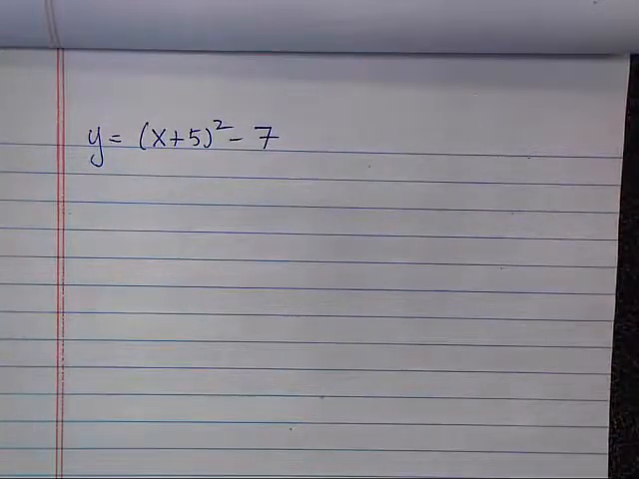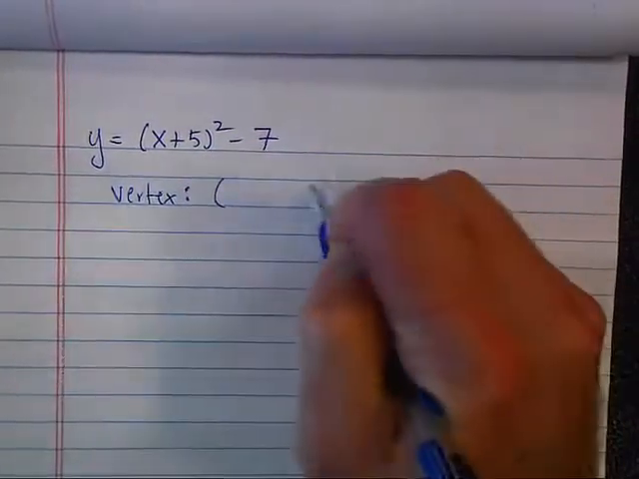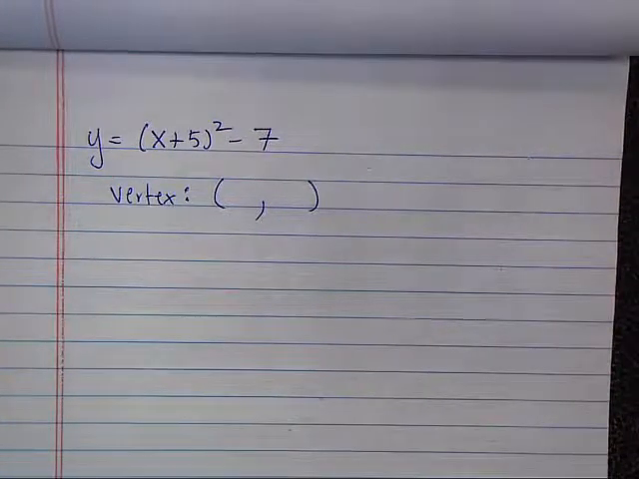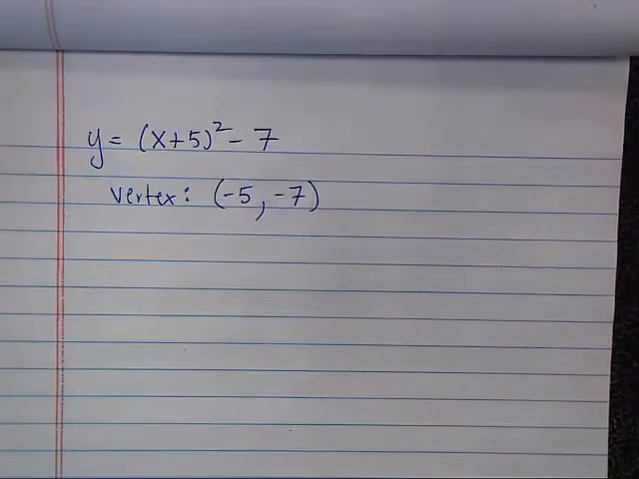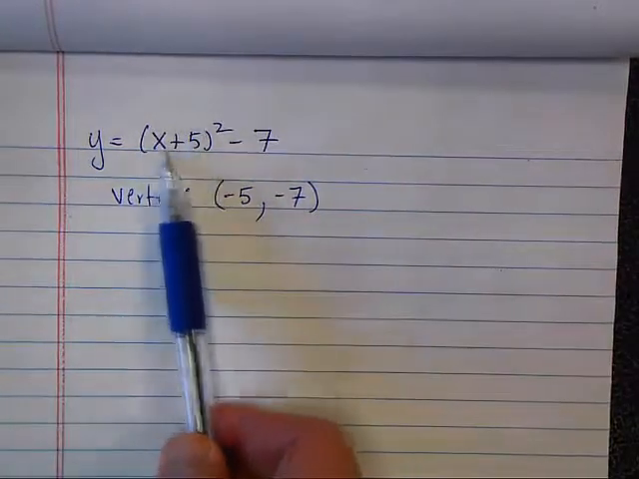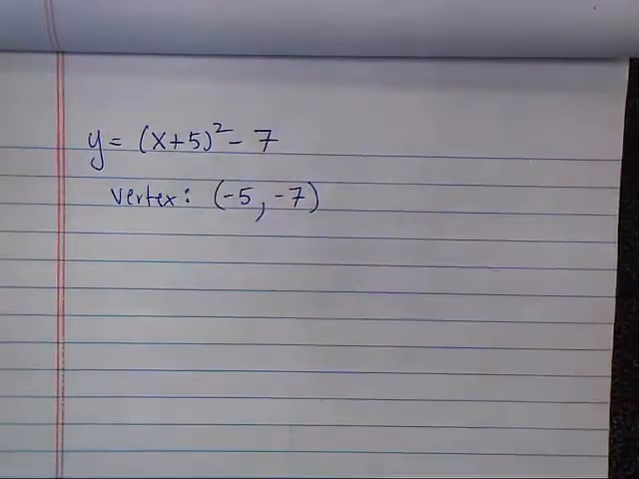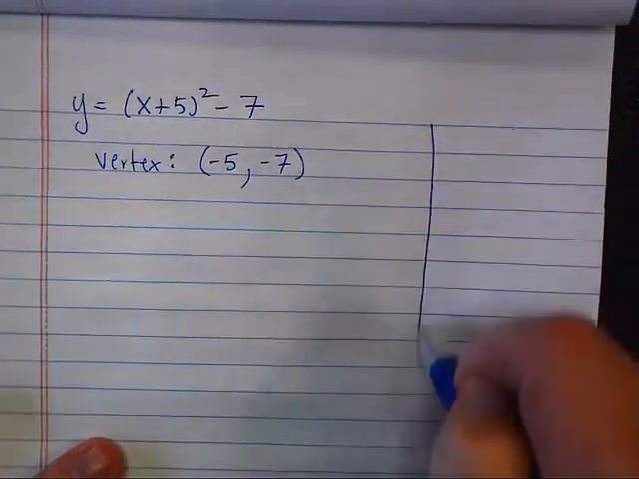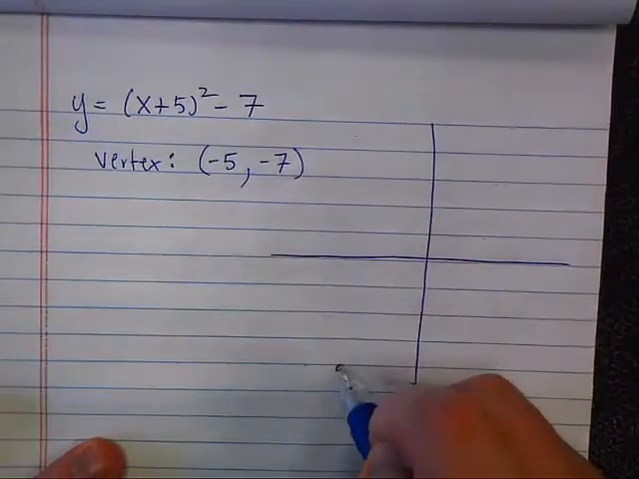Okay, the first thing I would ask you on this problem is, what is the vertex? The vertex is always a point, so you're going to list it as a point. And you would tell me the vertex is? Negative 5, negative 7. Why is the vertex negative 5, negative 7? The plus inside the parentheses moves it to the left, and the minus outside the parentheses moves it down. So that one goes left and down. All right, so now we're going to draw a graph here. Negative 5, negative 7 is right about there.